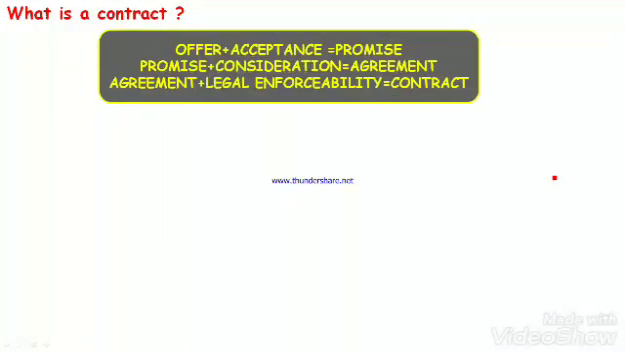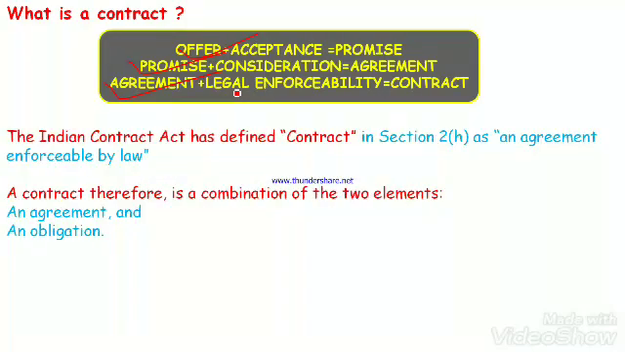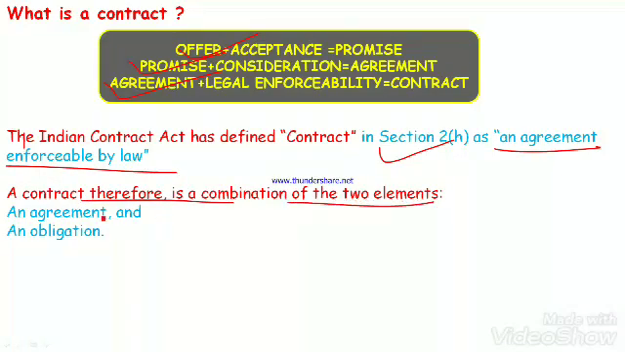So, last topic, what is a contract? Till now we understand that offer plus acceptance is equal to promise, and promise plus consideration is equal to agreement. An agreement, when enforced by law, is called a contract. So let's see the contract definition. The contract is defined in Section 2(h) as an agreement enforceable by law. An agreement therefore is a combination of two elements, agreement and obligation. Obligation means to do something in the contract as agreed between the parties.